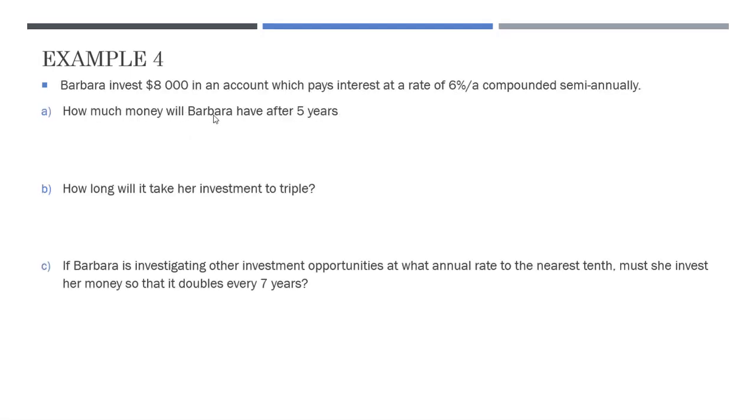Let's take a look at a lot trickier question. So Barbara invested $8,000 in an account which pays interest at a rate of 6% compounded semi-annually. How much money will Barbara have after 5 years? Now, if you just read this quickly, you might not notice some of the issues. The semi-annually, you might not know what that means yet. And compounded, maybe you don't know.